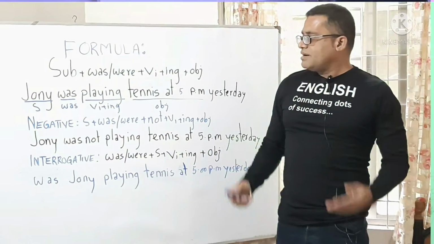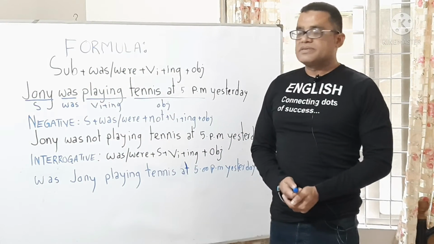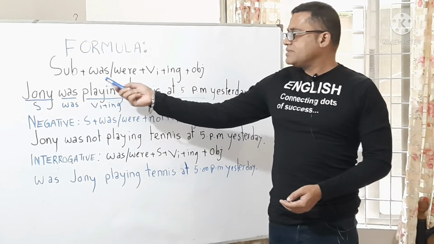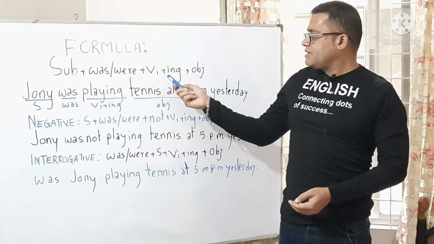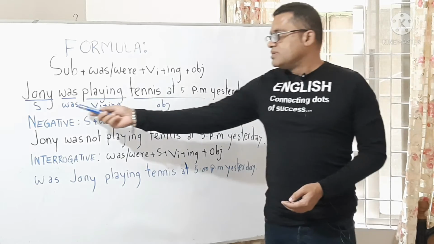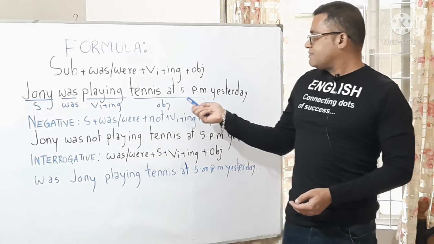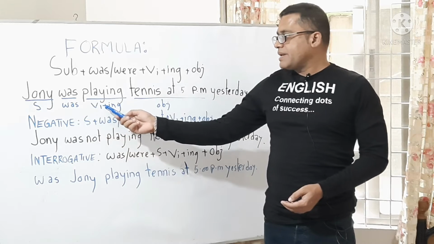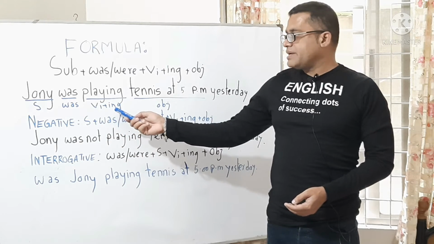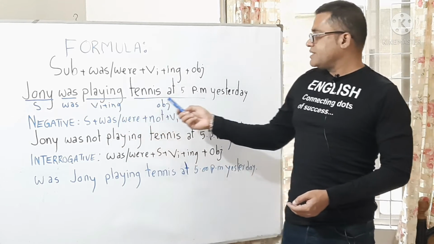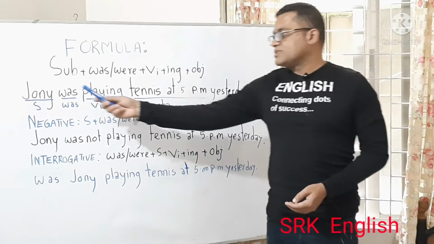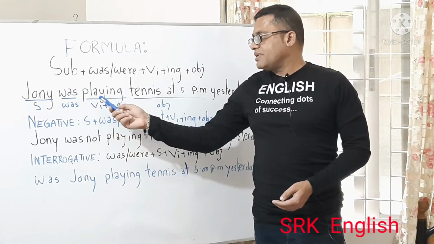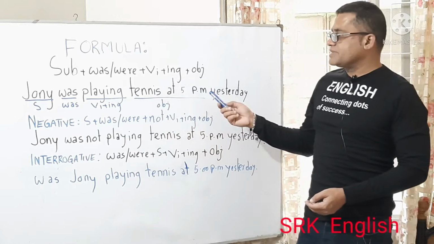Learn the formula of past continuous tense. Subject plus was, were, plus V1 plus ing, plus object. Johnny was playing tennis at 5 p.m. yesterday. Johnny is the subject, was, play plus ing, playing, that means V1, tennis at 5 p.m. yesterday is the object. So subject, was, V1 ing, object.